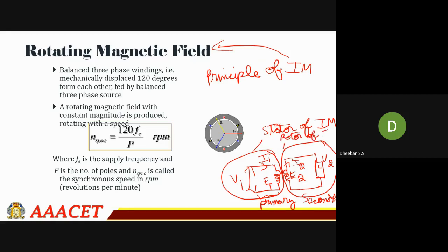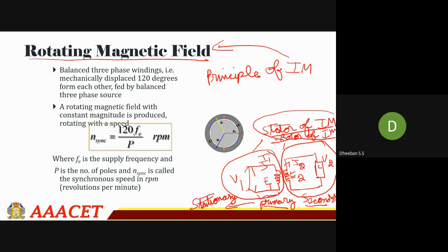But here in a transformer, both your primary and secondary are stationary, whereas in your induction motor, the stator is stationary, whereas the rotor is a rotating part. So that's the main difference. Due to this rotating part, you'll be getting a rotating magnetic field.